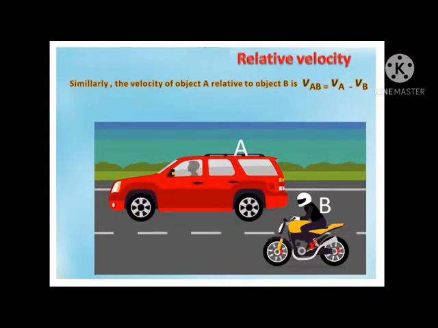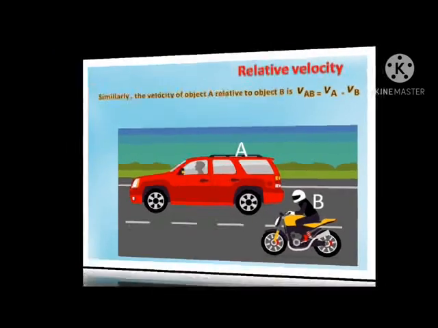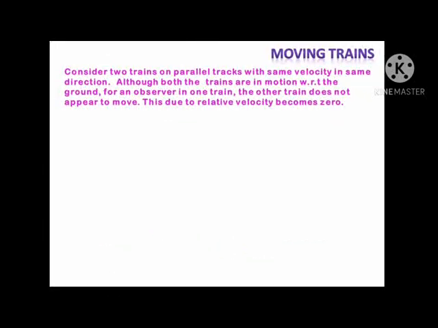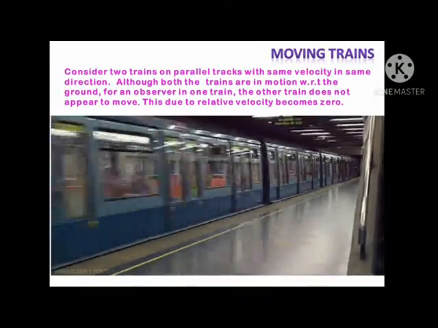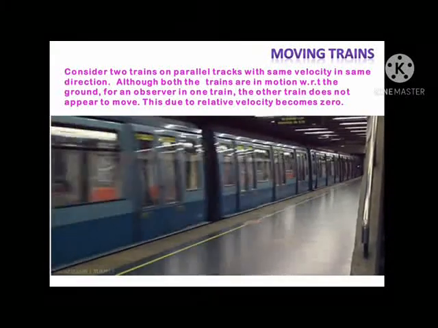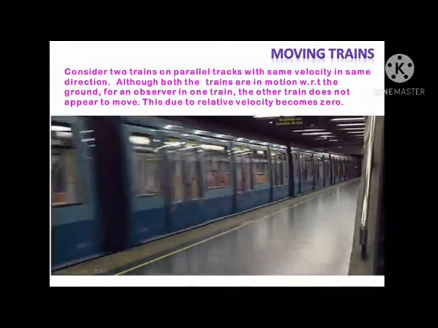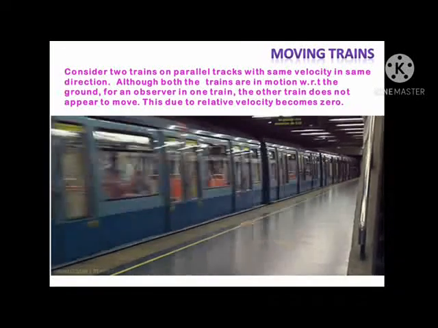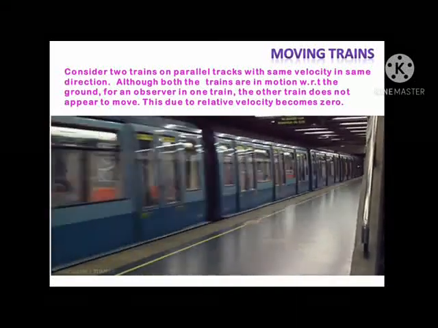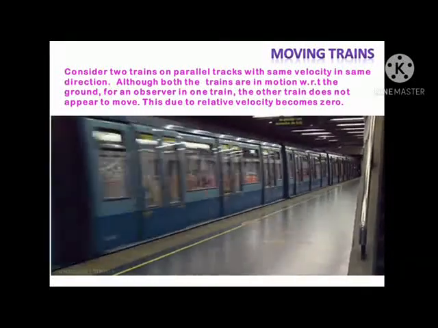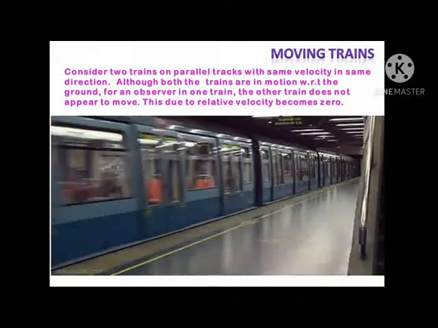Let us say in the case of two trains moving on parallel tracks, what is the velocity of one train with respect to the other? If both trains are moving with the same velocity, then we experience that the other train is not moving with respect to us.